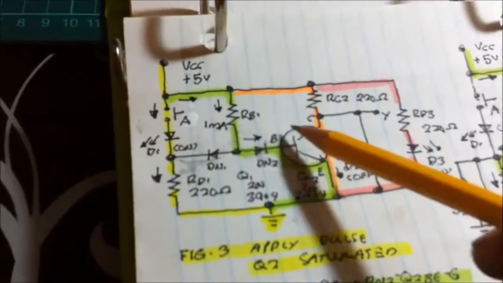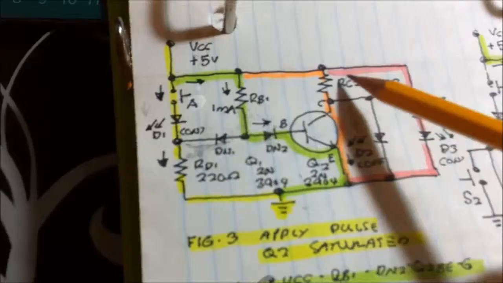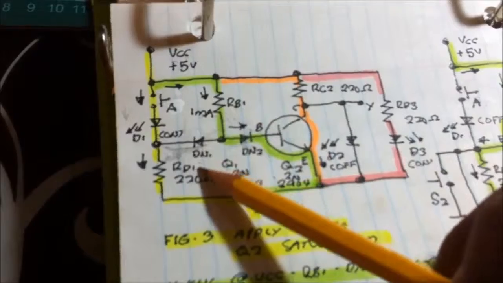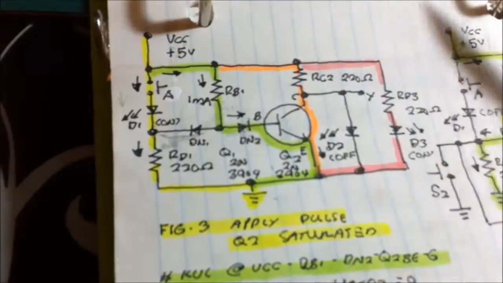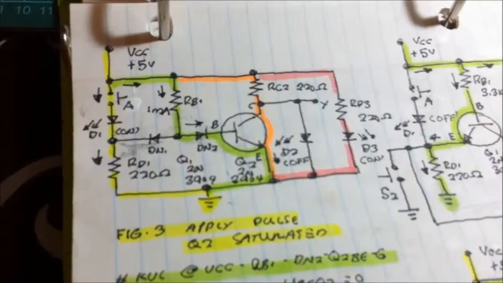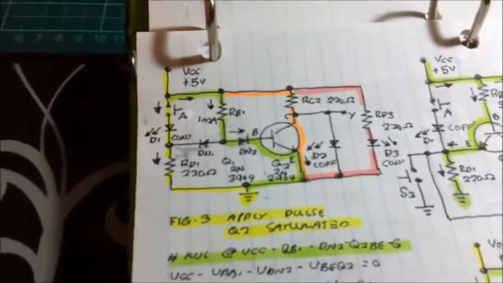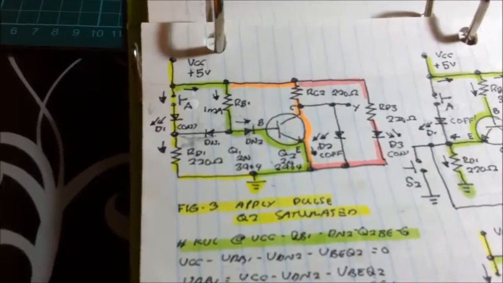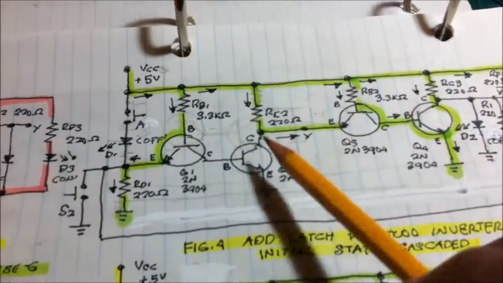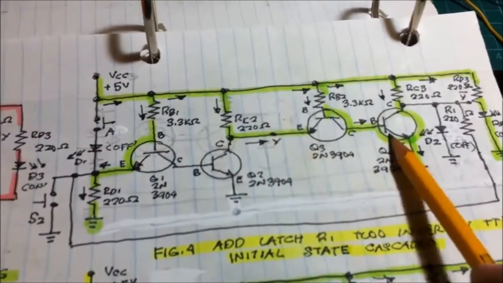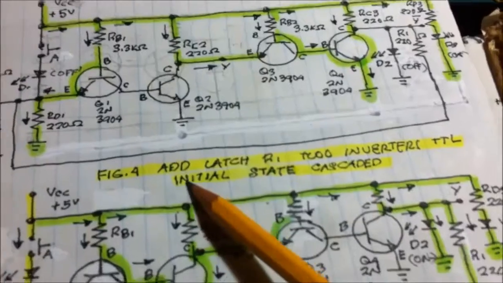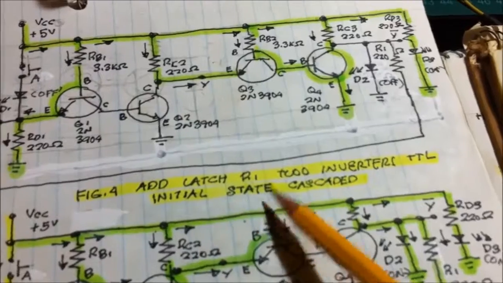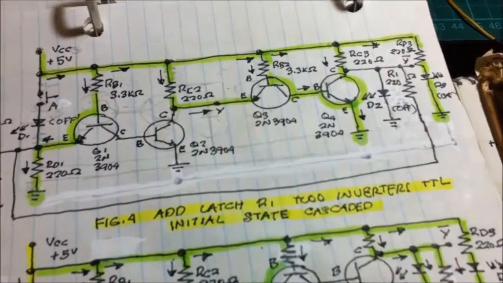So we computed all the values of RB1, RC2, RD3. We computed all the values of the resistors RD1, and we now know the values of all the resistors. Because of that, we're now going to connect the two inverters in series, or cascaded, and add a latch to two TTL inverters, initial state cascaded.